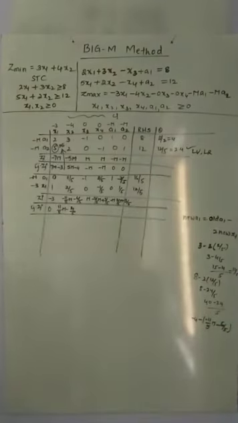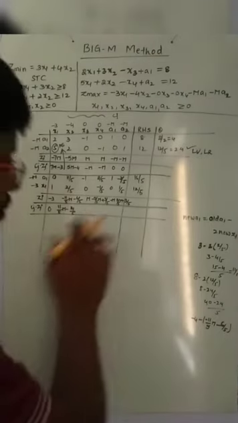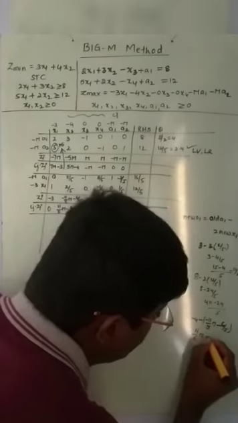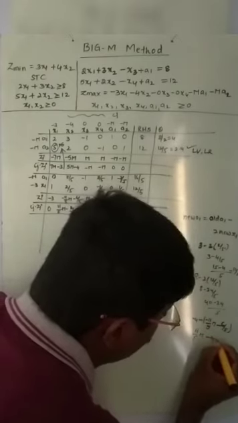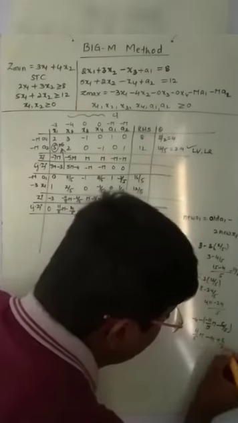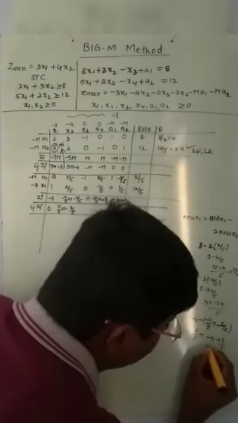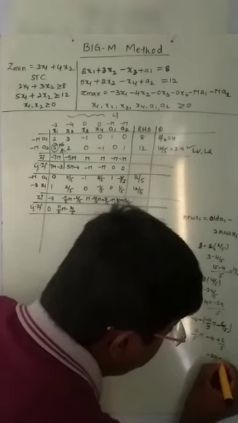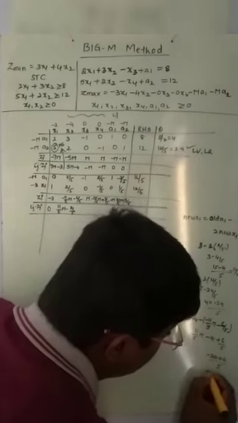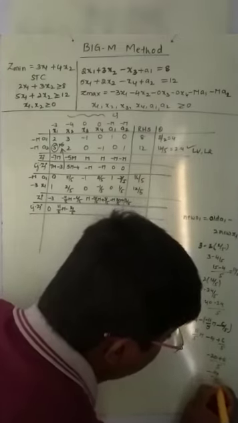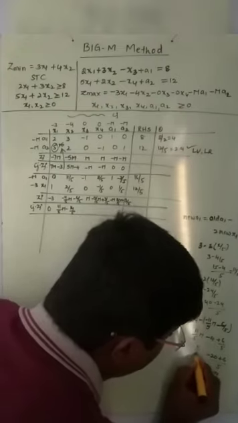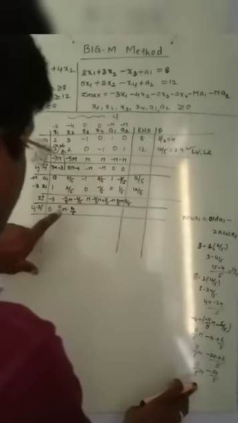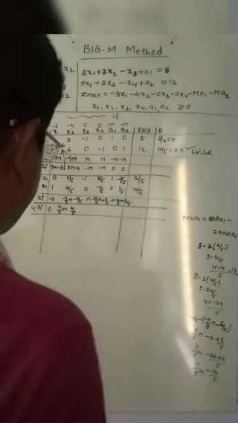I'll show one for you, dear students. The remaining things you have to calculate. This becomes 11 by 5 m. This becomes minus 4 plus 6 by 5, which becomes minus 20 plus 6 divided by 5. This becomes minus 14 divided by 5. On this side we have 11 by 5 m. So the one we got here is 11 by 5 m minus 14 by 5.